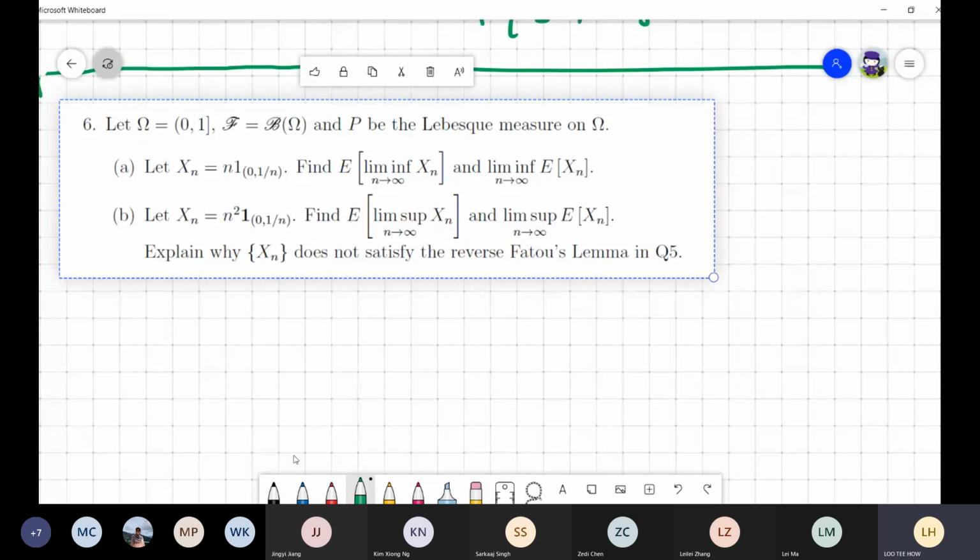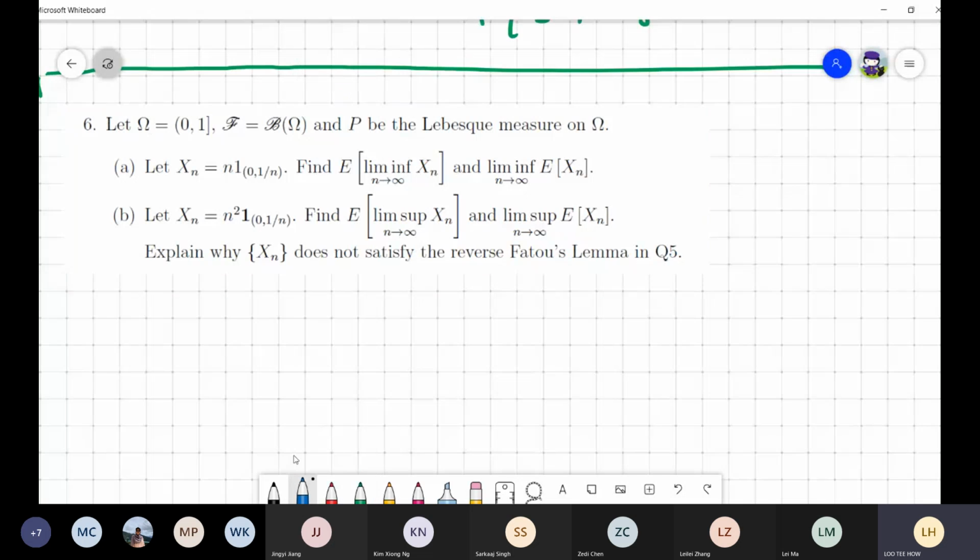I will just focus on question 6B only, because question 6A can actually be solved by using similar methods. So let's look at the solution for question 6B.